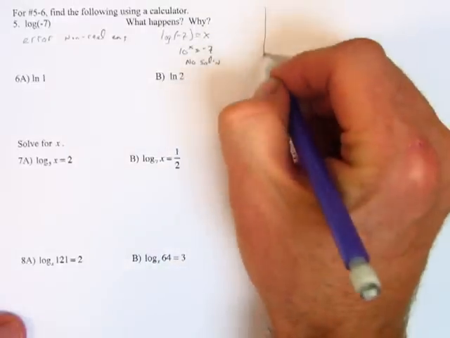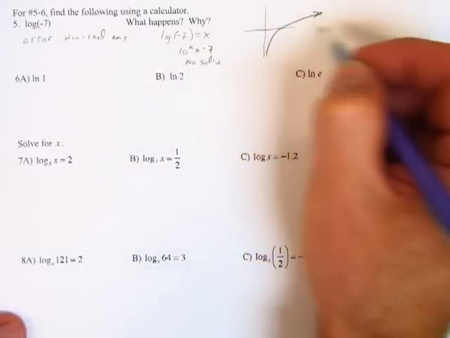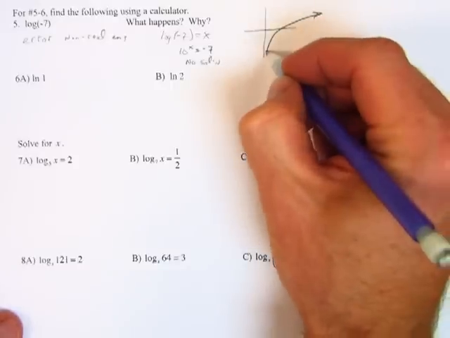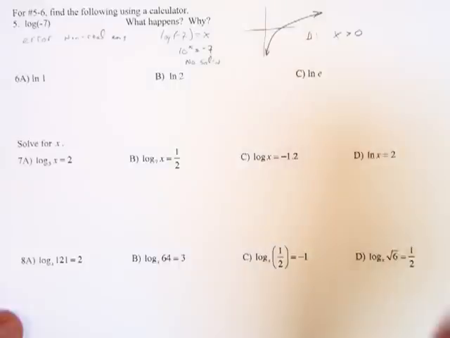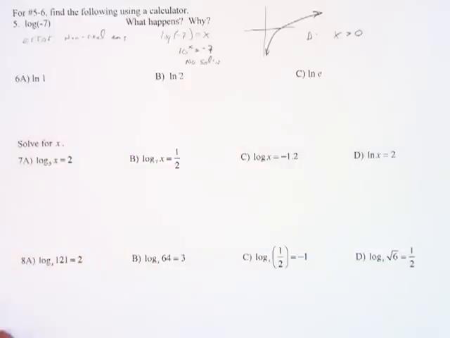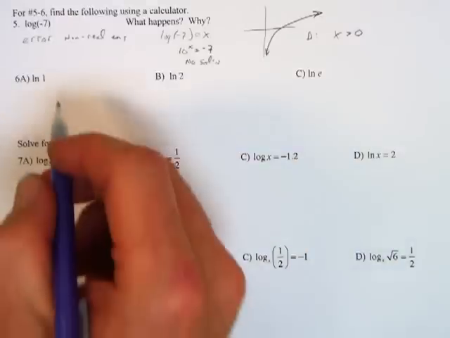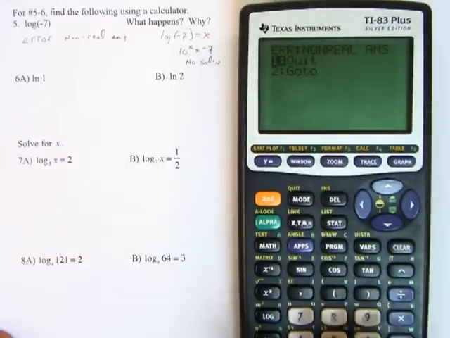Recall on the other side, we had the graph of this log function. It looks like this. What was the domain of it? The domain was x greater than 0. -7 is not greater than 0. It is not in the domain. We cannot find it.